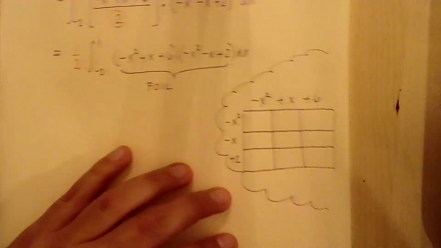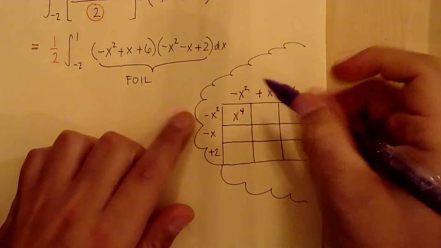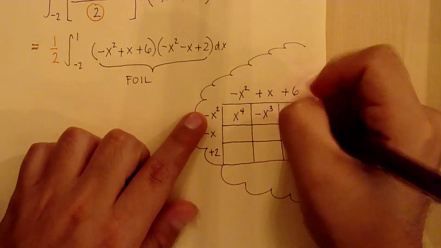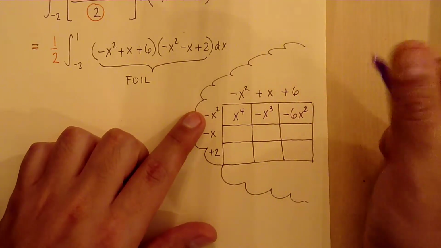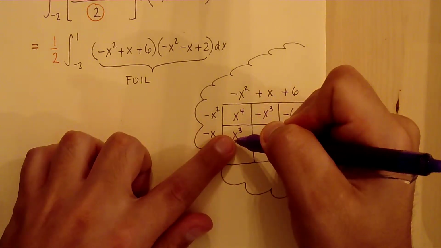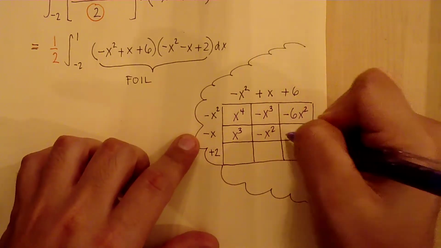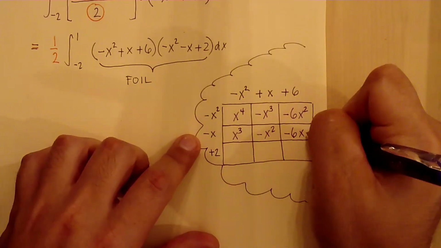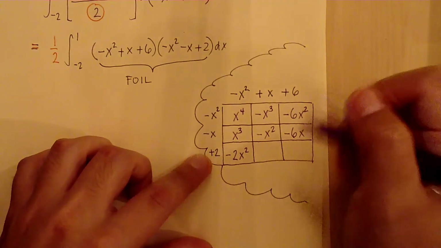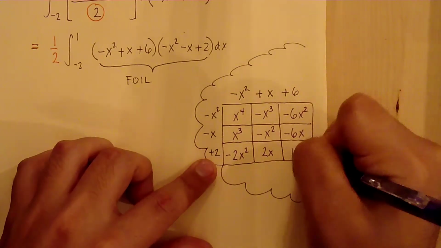So I'm going to zoom in just so we can see this a little clearly. Negative and negative, this is going to be a positive x to the fourth. Just going to go row by row. So this is going to be a negative x to the third. This is going to be a negative 6x squared. We should get a positive x to the third because negative times negative cancels out. Then this is going to be a negative x squared and then a negative 6x over here. We should get a negative 2x squared here. And then we should get a positive 2x and a 12.